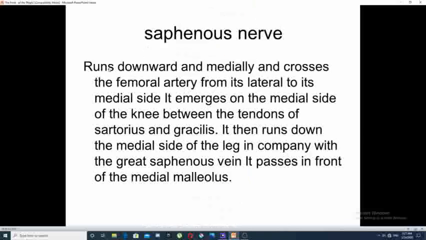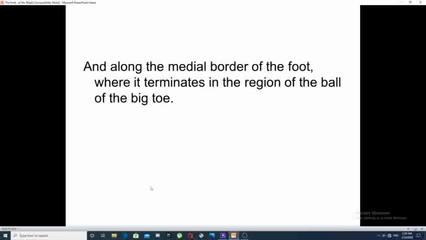Saphenous nerve: this nerve runs downwards and medially and crosses the femoral artery from its lateral to its medial side, and it emerges on the medial side of the knee between the tendons of the sartorius and gracilis muscles. Then it runs downwards on the medial side of the leg accompanying the great saphenous vein, passes in front of the medial malleolus, and continues along the medial border of the foot, where it terminates in the region of the ball of the big toe.